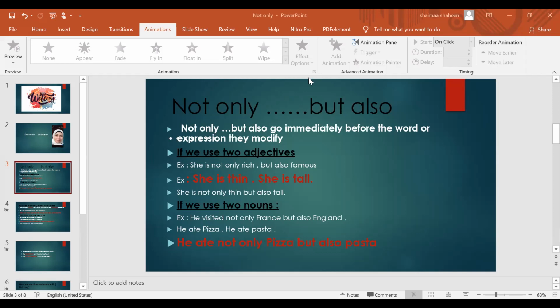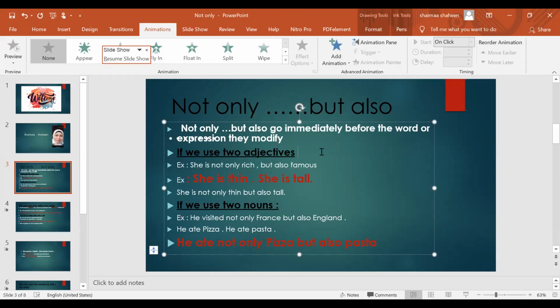Have a look here. In this sentence, there is a mistake. Who can tell me what is the mistake in this sentence? In my answer, there is a punctuation error. Who knows? Yes, where do I add the comma, Maya? Maya said that there is a comma missing. Where can I add it, Maya? I don't know, why don't you use your mics? Yes, after thin and before but. Yes, thank you. So here is the place of the comma. She is not only thin, but also tall.